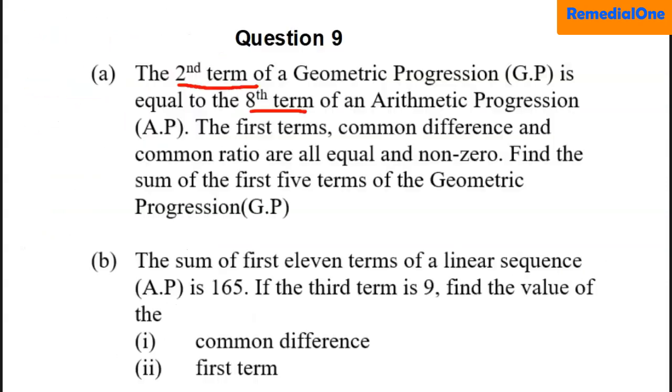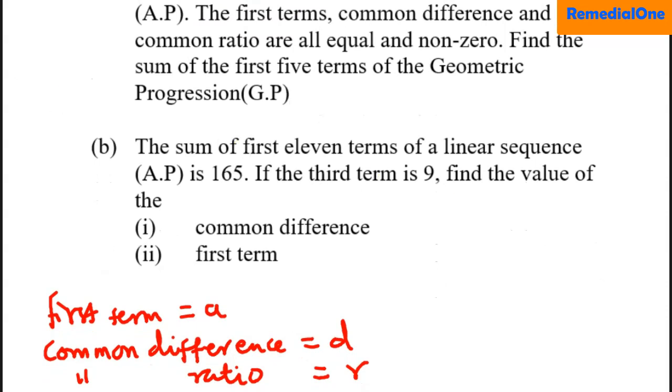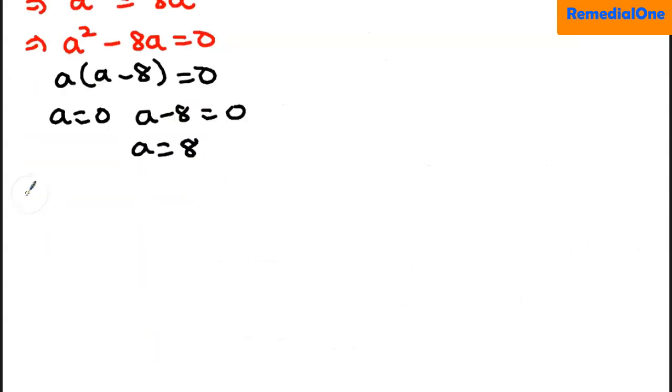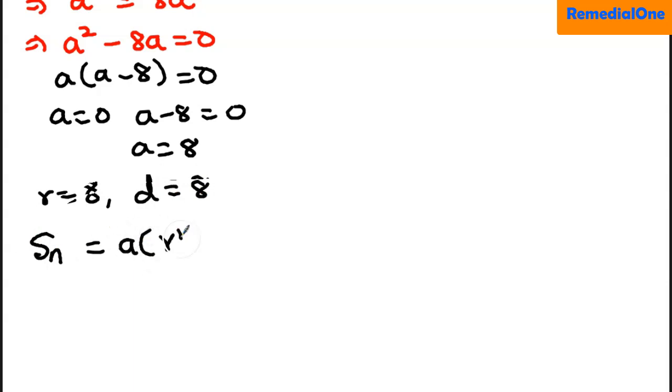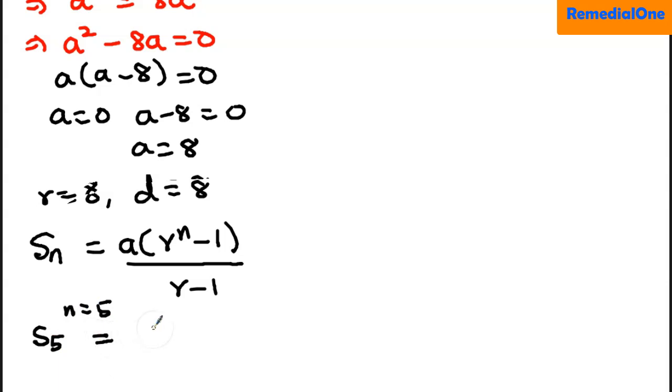Now let's go back to the question. So we have to find the sum of the first 5 terms of the geometric progression. So if A is 8, then R will also be 8, then D will also be 8. So the sum of the first n terms of GP is A times (R raised to the power n minus 1), all over R minus 1. So we are looking at the sum of the first 5 terms. So n is 5, A is 8, so 8 times (8 raised to the power 5 minus 1) over 8 minus 1.